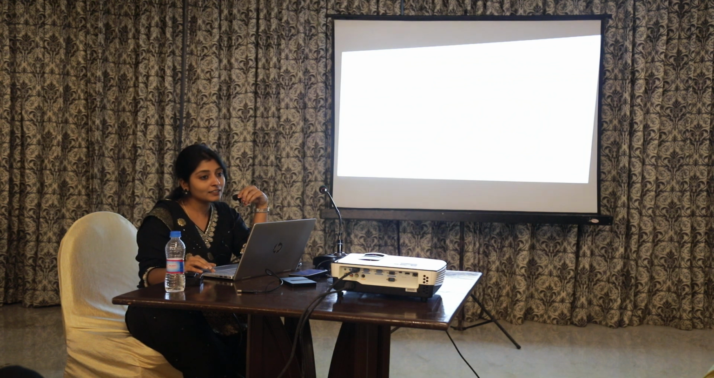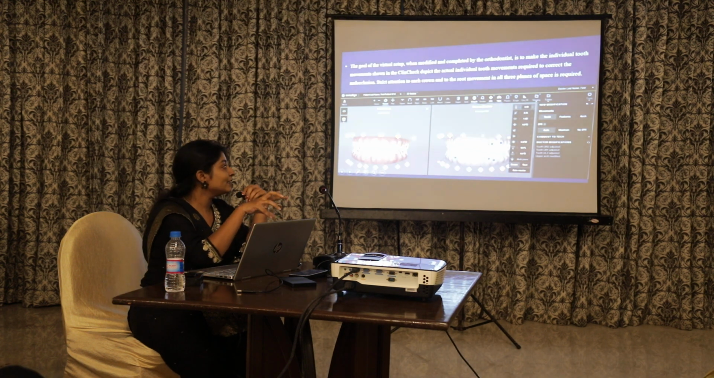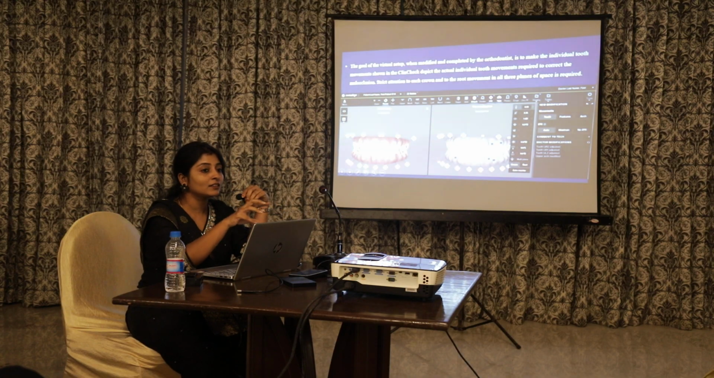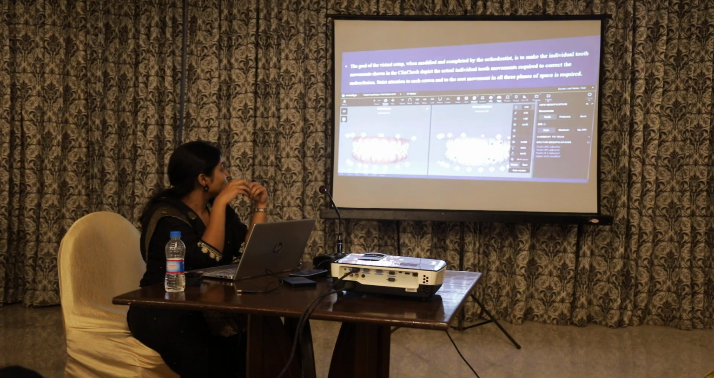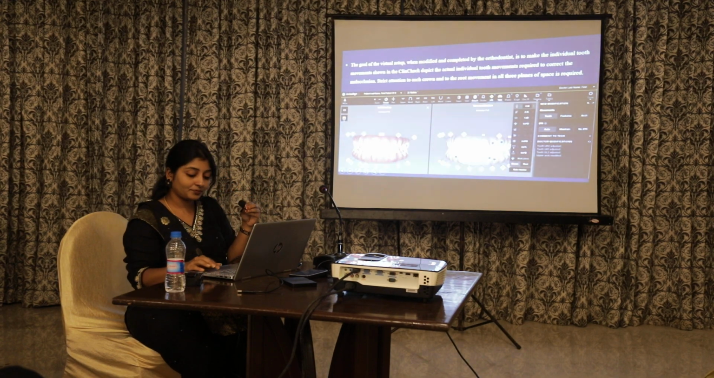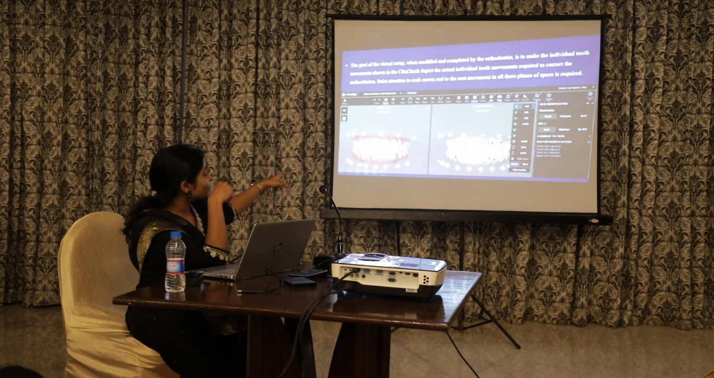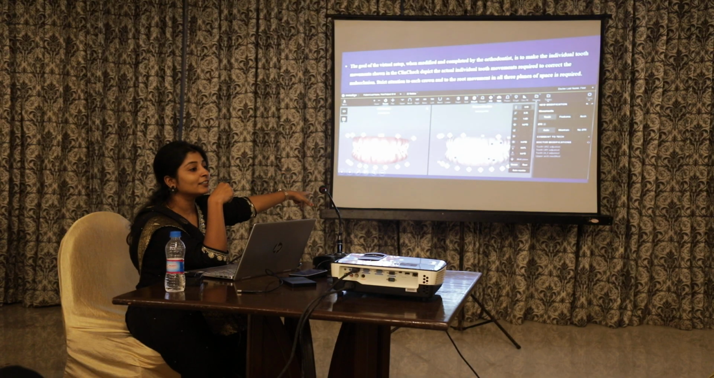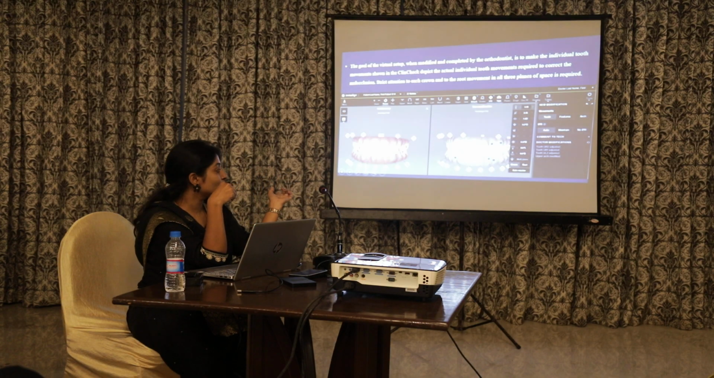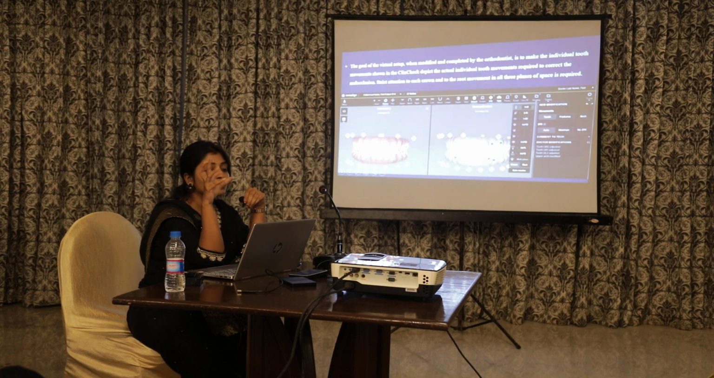After we receive the ClinCheck, it will be depicted like this, so we are able to see the 3D virtual setup treatment planning. If we see in this picture, at the bottom they have written in a diamond shape 4, 5, 2. That is the recommended amount of IPR we need to do for this certain case. The goal of this virtual setup, when modified and completed by the orthodontist, is to make the individual tooth movements shown in the ClinCheck.